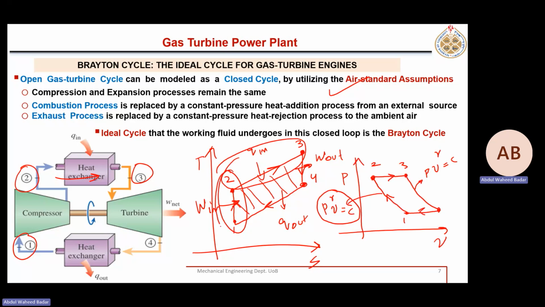Now here, area under this curve 1 to 2 was 0 because there is no heat transfer. But area under this curve on the PV diagram is representing what? Work input to the compressor. Then area under this 3 to 4 is representing work of the turbine. This area under 3 to 4 must be bigger than area under 1 to 2.